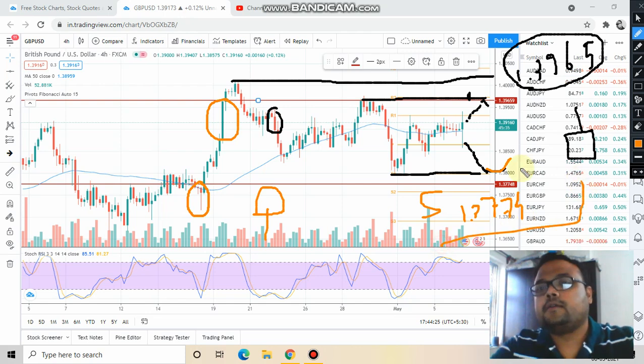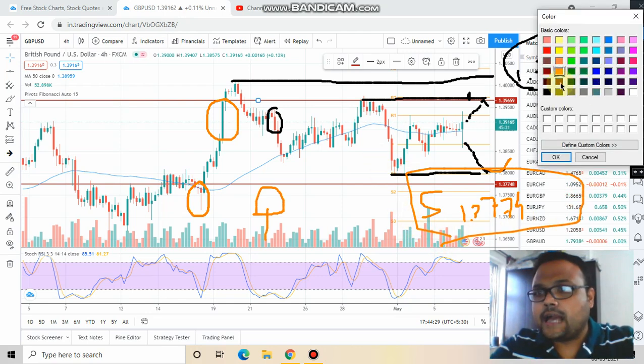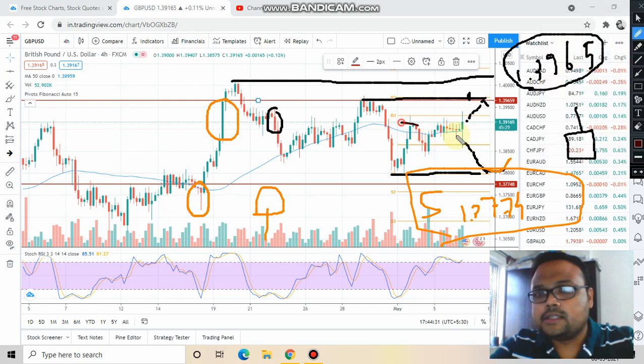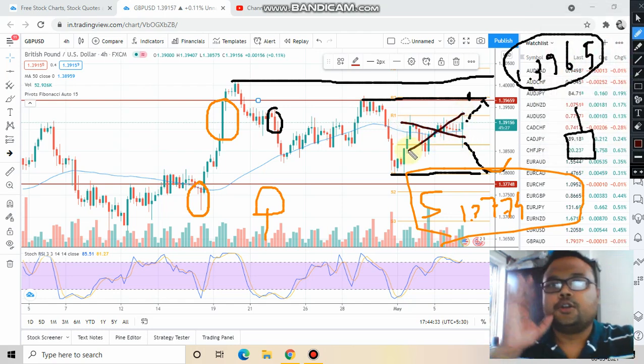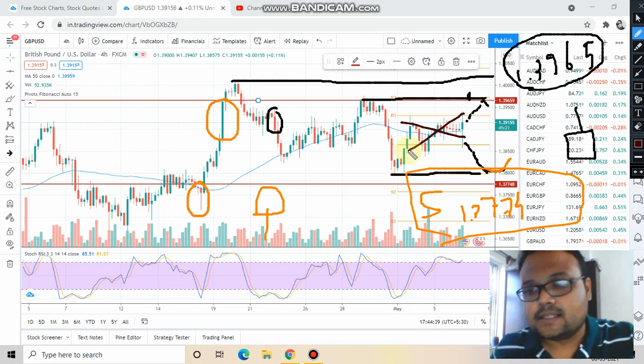1.3774. But this is not the ideal position. This is not the ideal position to go for any trade. If you go for any trade right now, this will be a gamble, not technical analysis.